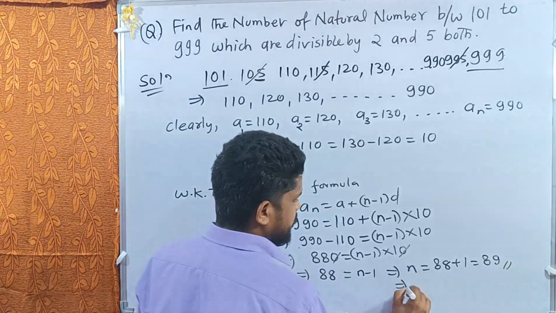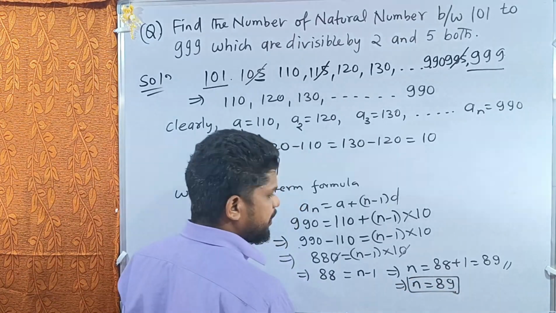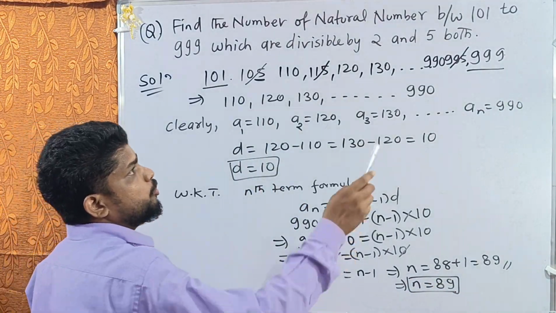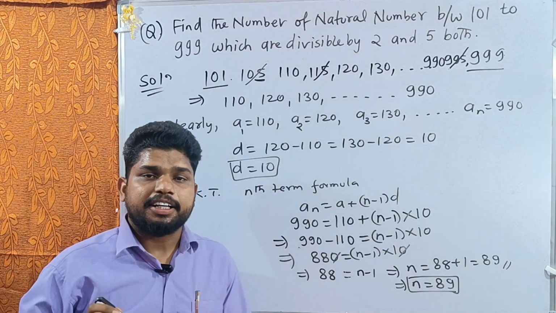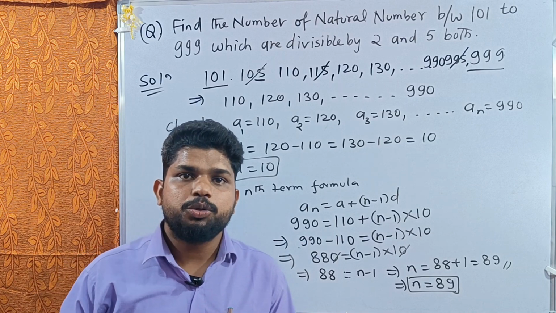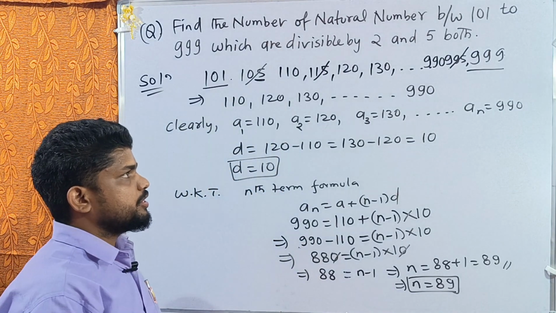So that means, dear students, there are 89 natural numbers which lie between 101 and 999 which are completely divisible by 2 as well as 5. I hope you have understood this question.